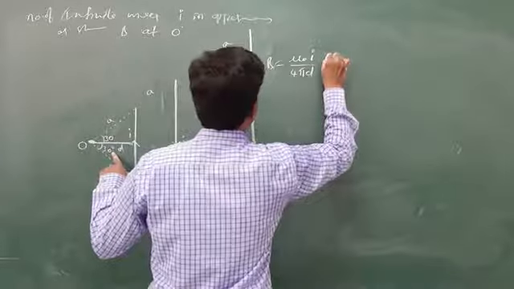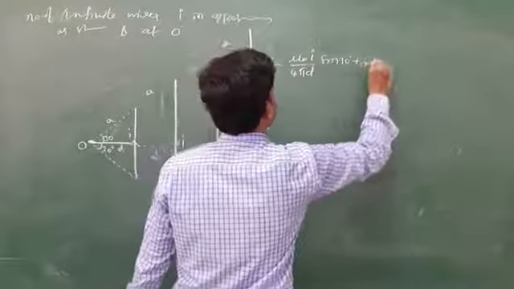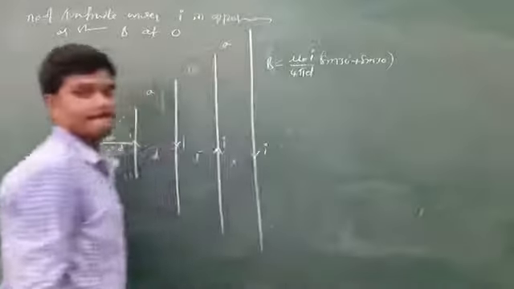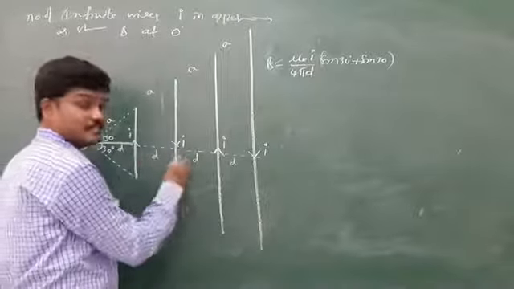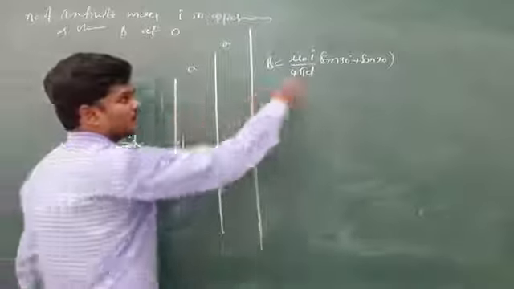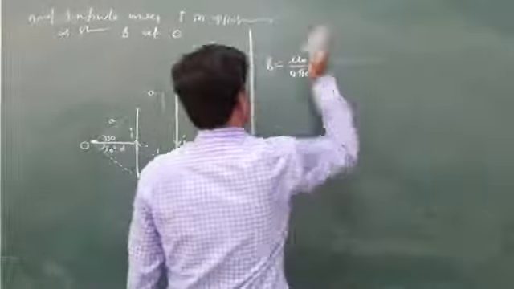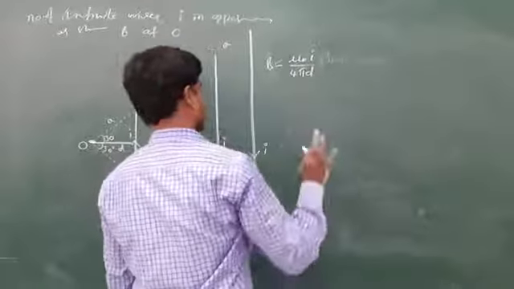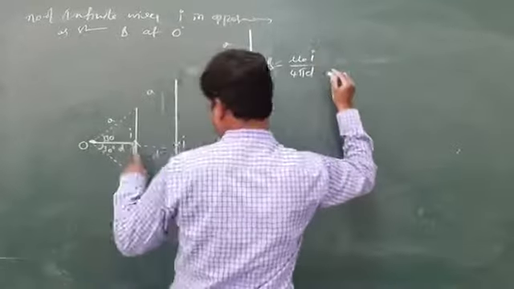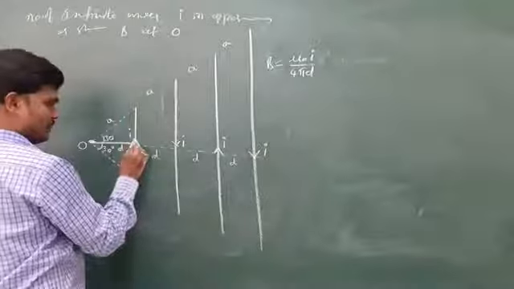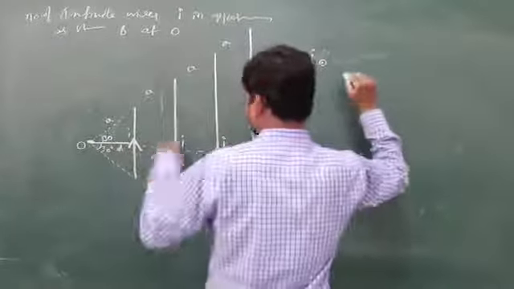Okay, so this is the first wire. Sin 30 plus sin 30. And the second wire is at a distance of 2d, the third wire 3d, the fourth wire 4d. Now sin 30 plus sin 30, how much is it? 1 by 2 plus 1 by 2, that is equal to 1. So the formula mu naught I by 4 pi d into sin 30 plus sin 30 is for the first wire, and due to this the field is outward.